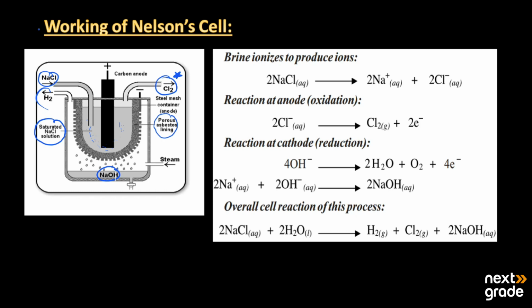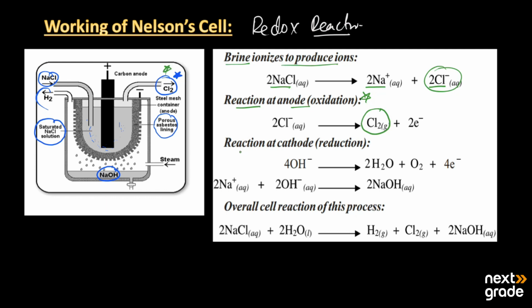How does it happen? Basically, an oxidation and reduction reaction, a complete redox reaction, takes place in the Nelson cell. When brine undergoes ionization, sodium chloride changes into its ions, sodium positive and chloride negative. After the change into positive and negative ions, the reaction at the anode is oxidation. The chloride ion moves towards the anode and loses an electron, changing into chlorine gas, and it is removed from there. The next reaction is at the cathode, which is the reduction reaction.